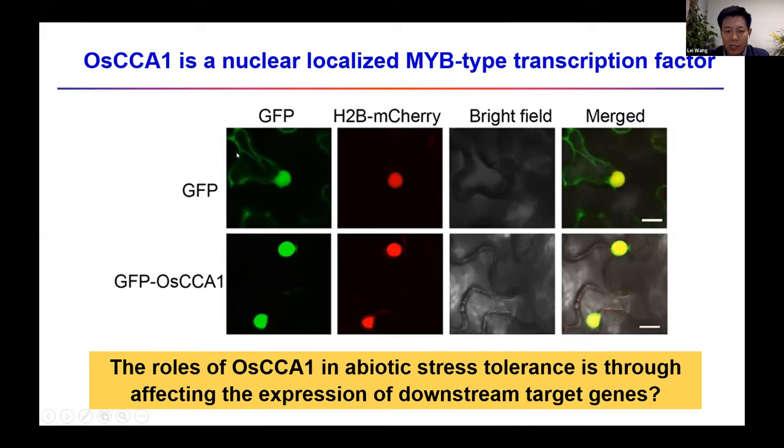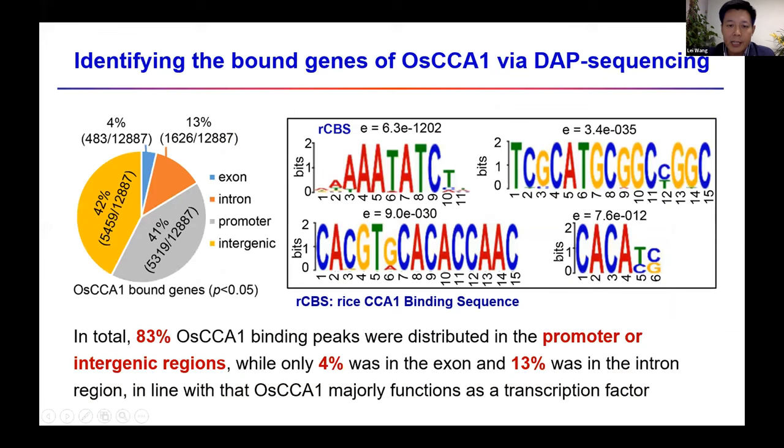So then we ask one question: whether CCA1 plays a role in abiotic stress tolerance through affecting downstream gene expression. To do this, we identified the binding genes of OsCCA1 using a new technology called DNA affinity purification followed by sequencing. In total, we got over 12,000 binding peaks for OsCCA1.